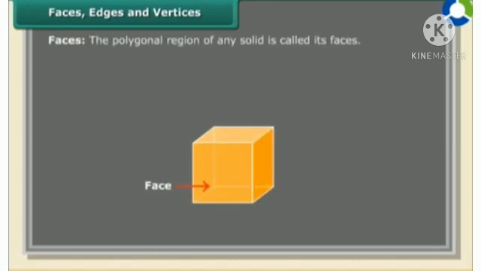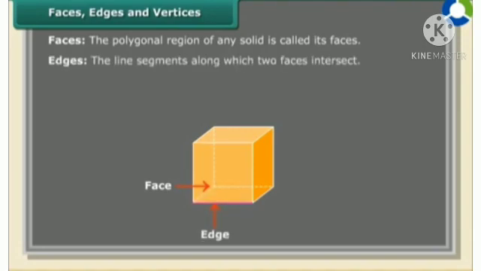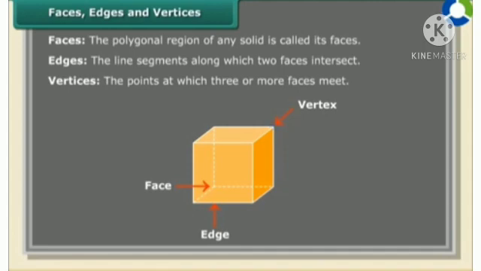Faces, edges, and vertices. Faces. The polygonal regions of any solid are called its faces. Edges. The line segments along which two faces intersect. Vertices. The points at which 3 or more faces meet.